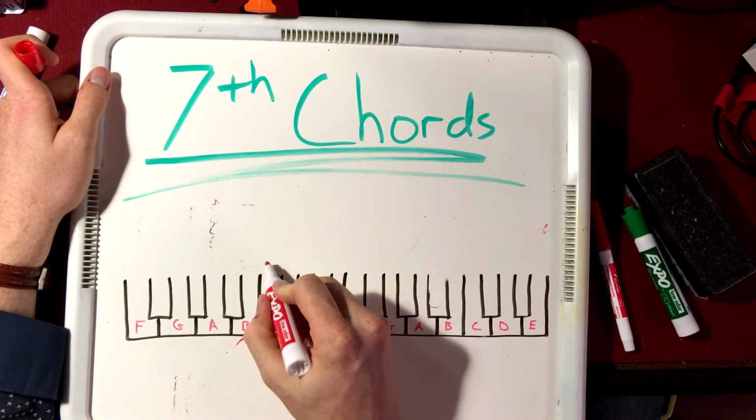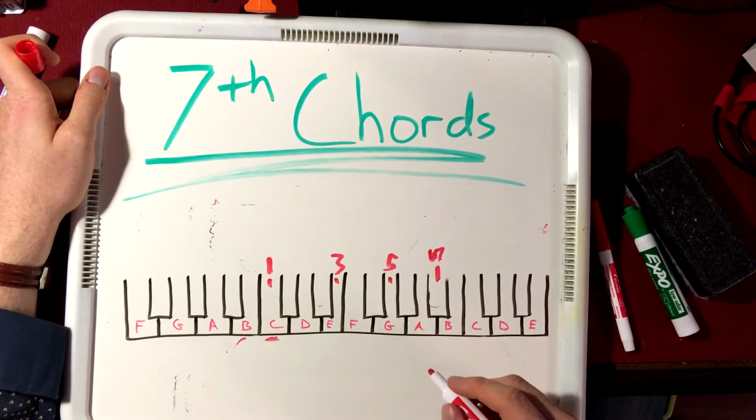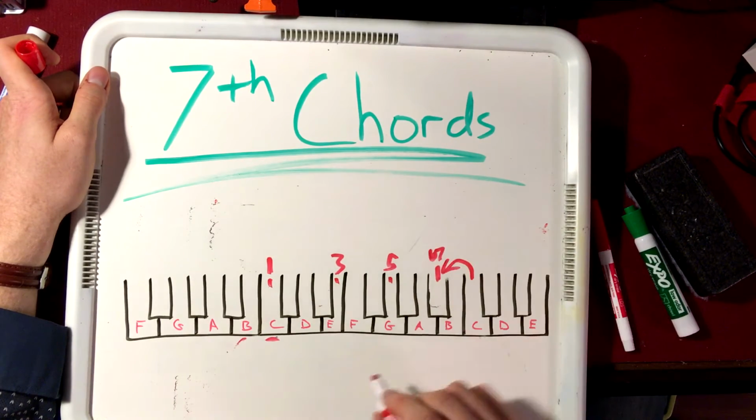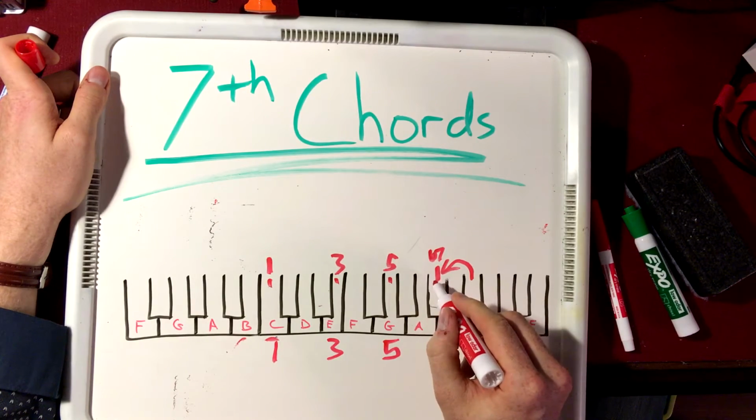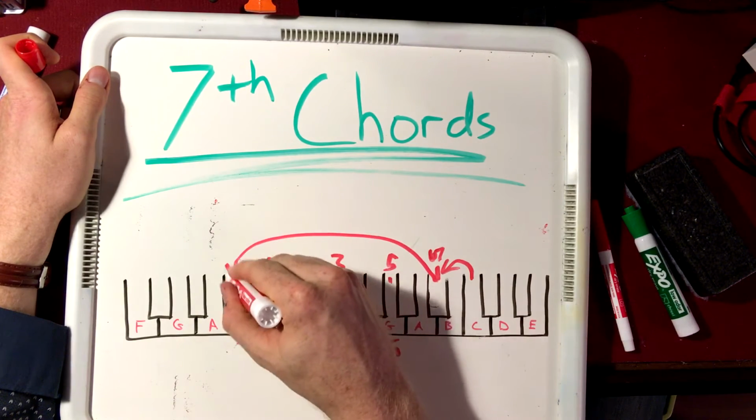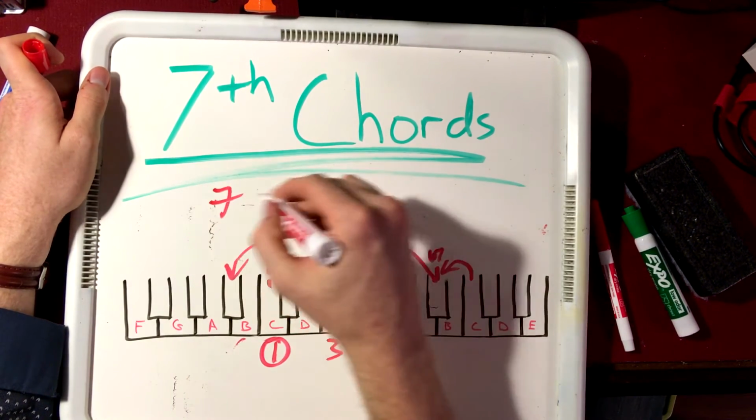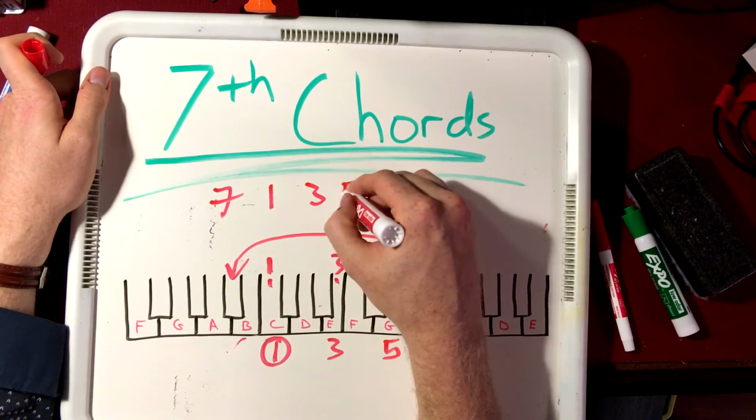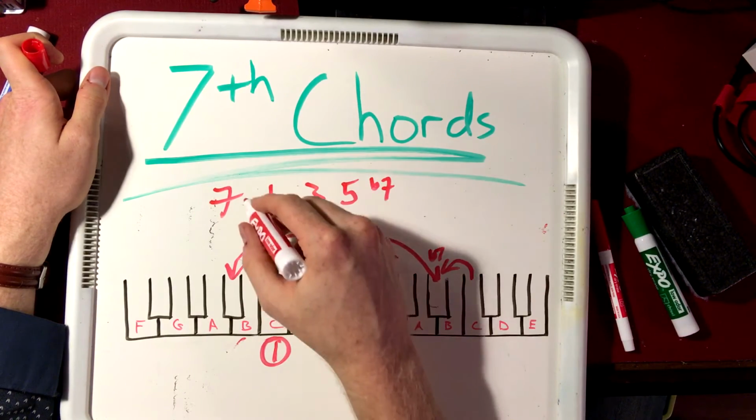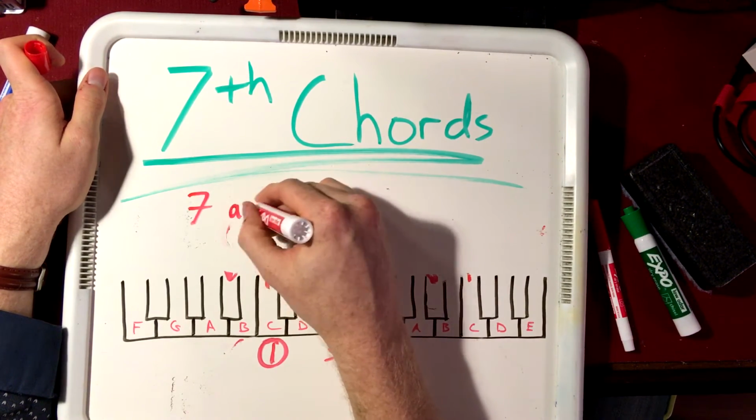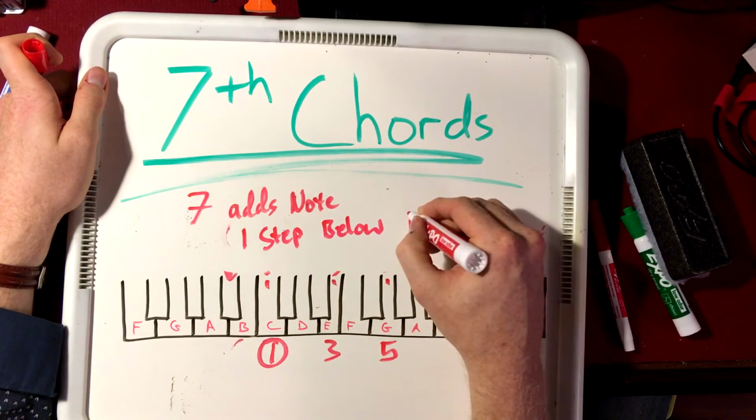I'm going to write on the top of this: 1, 3, 5, and then flat 7, which is a whole step below the root. Here's our 1, 3, 5. Our flat 7 right here, we're going to think of it as going a whole step below the root. Here's our root. A 7 chord is just the 1, 3, 5, flat 7. The flat 7 is just a whole step below the root. So a 7 adds the note that is one step below the root.